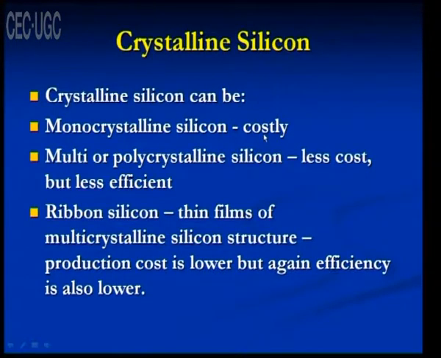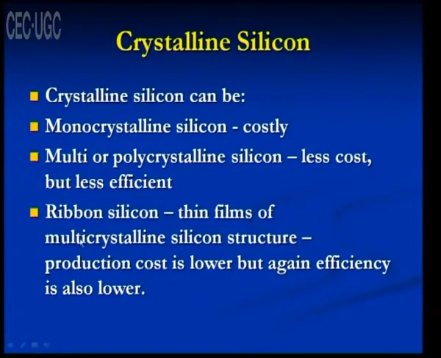Now, how about crystalline silicon when it is used as a material for making your photovoltaic cell? Crystalline silicon is available in various forms. It is available as monocrystalline silicon. This is very costly, but it is very efficient. It is also available as multi or polycrystalline silicon. This is of course less in cost, but the efficiency is also lesser.